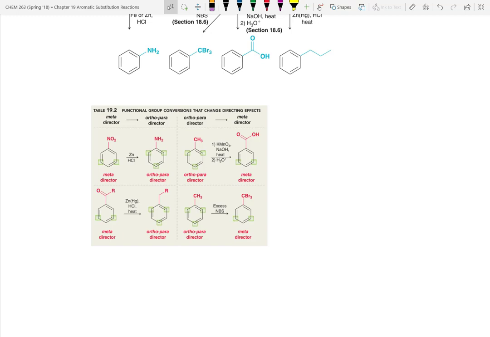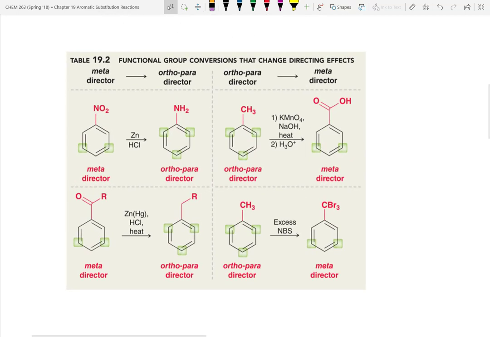In addition, I really like this table in the textbook where it says you can actually change some ortho-para directors to meta-directors and vice versa. So for example, if you've got a nitro group, that's a meta-director. If you reduce it to an amino group, now you've changed it to an ortho-para director. So you can actually switch the regioselectivity depending on the functional group. Same thing with a methyl group. You can oxidize that, and that changes it from ortho-para to meta. And if you've got a ketone, you can reduce that to an ortho-para director, or you can brominate toluene and make it a meta-director. So these are some useful synthetic tricks.